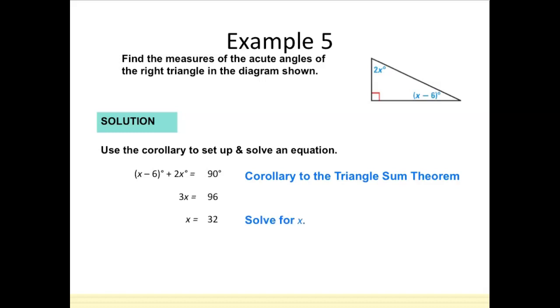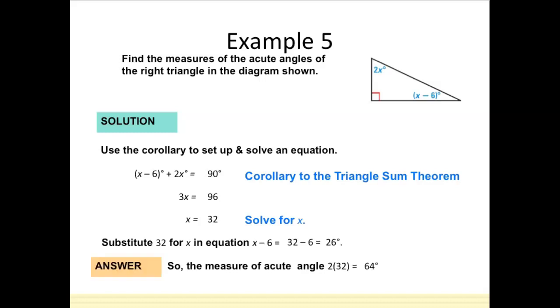Now it does say to find the measures of the angles, the acute angles that are shown. So to find the measure of each angle, we simply substitute 32 for x in each expression. So x minus 6 is 32 minus 6, which is equal to 26 degrees. And then the measure of 2x is 2 times 32, which is equal to 64 degrees. So the measures of the acute angles are 26 degrees and 64 degrees.